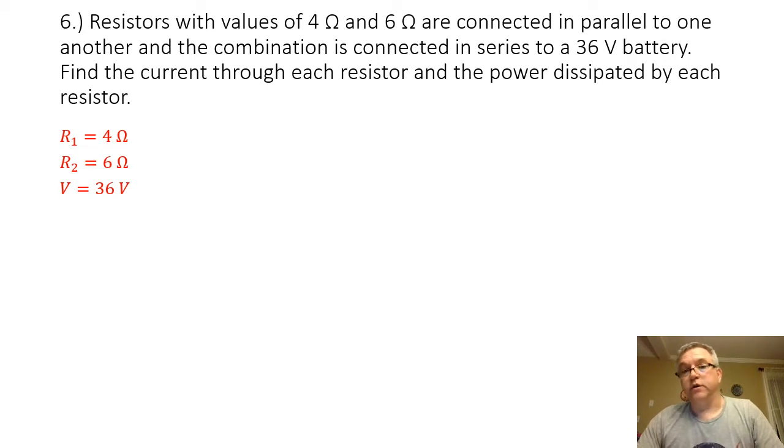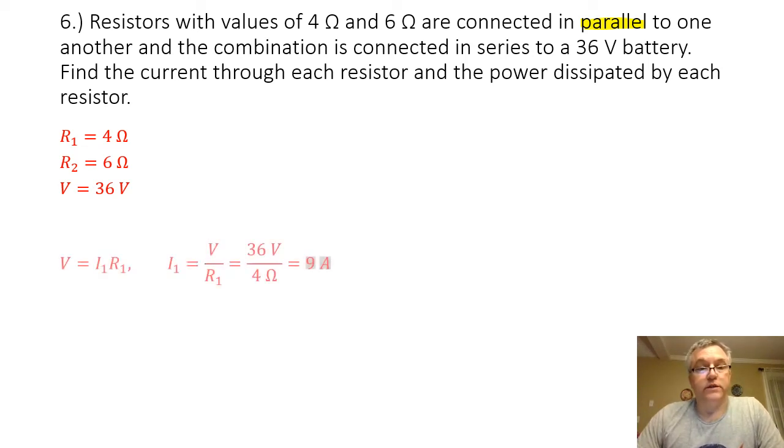The first thing we should notice is that we are now dealing with a parallel circuit. And we know in a parallel circuit, the current is going to be shared among each branch of the circuit, but the voltage is going to be the same along each branch of the circuit. So I know in order to find the current through the first resistor, I have to take my voltage and divide it by the resistance of the first resistor, 4 ohms. So 36 volts divided by 4 ohms is going to give me a current of 9 amps through that first resistor.